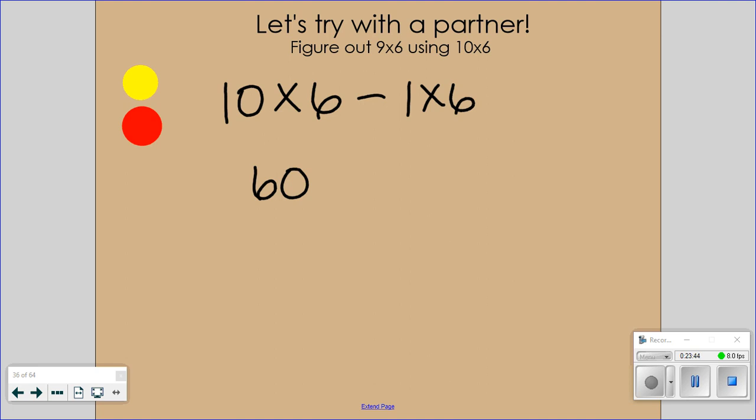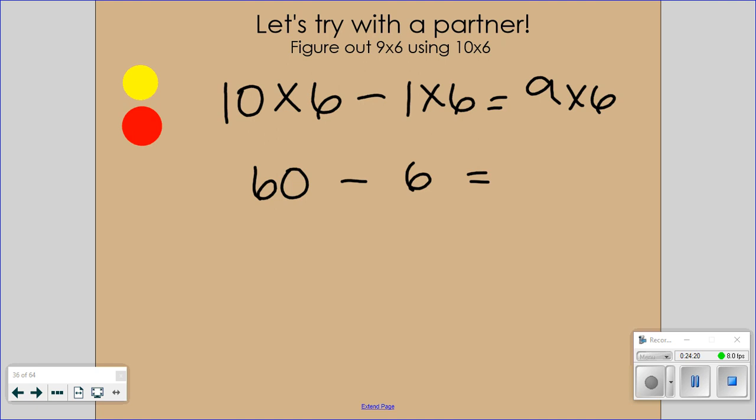What is one group of 6 equal to? Jacob, do you know one group of 6? Yes, you do. 1 times 6. If that was 10 groups of 6, and I minus one group of 6, I'll end up with 9 groups of 6. What is that going to actually be worth?